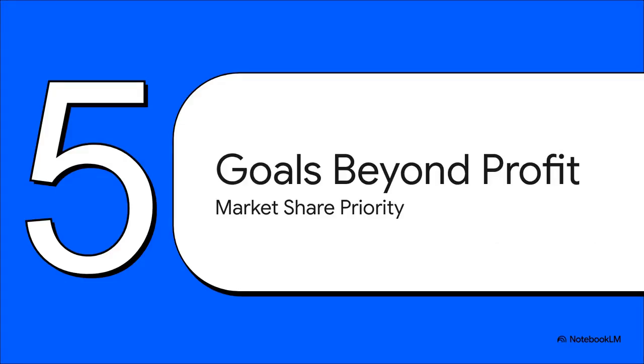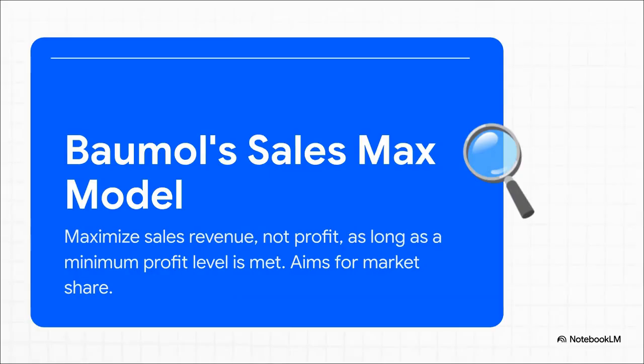Now here's a twist. What if making the most profit right now isn't your number one goal? I know, it sounds crazy, but sometimes businesses are playing the long game. Sometimes it's all about growth, or grabbing market share, or just making sure everyone knows your name. And that brings us to a really cool idea called Baumol's sales maximization model. The idea here is simple. Instead of maximizing profit, you try to maximize your total sales revenue, as long as you hit some minimum level of profit to stay afloat.